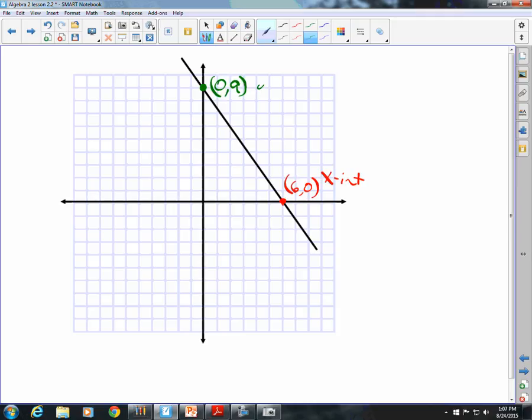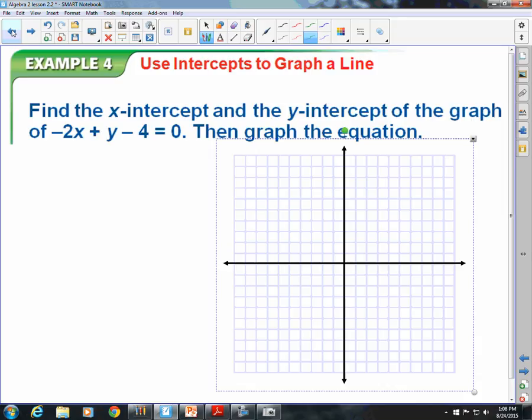That's your y-intercept. Okay, I want you to notice on your x-intercept, what's y's value? On your x-intercept, what's y's value? 0. On your y-intercept, what's x's value? 0. Good. Now, once you've got that, that helps us to figure out how to graph this type of problem here.